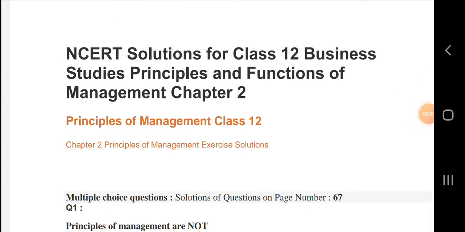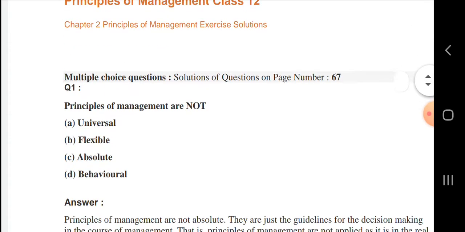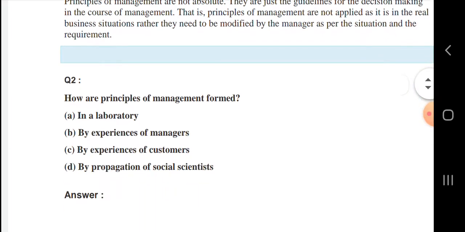I'm a cooking center. So today I'm going to explain the 12th standard business study principles and functions of principles of management. So that is the second chapter of business study. Principles of management are not universal, flexible, absolute behavior. So principles of management are not absolute. They are just the guidelines for decision making in management.